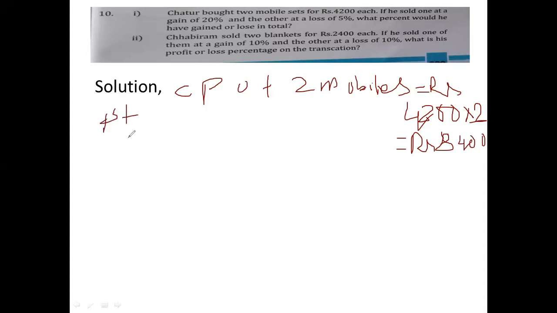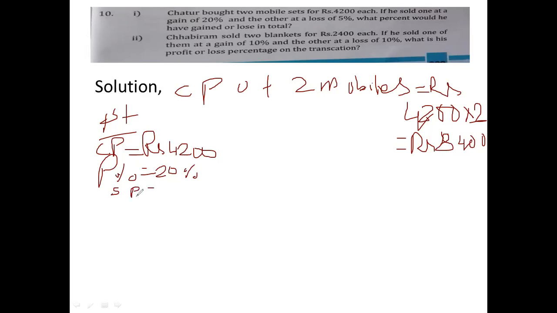For the first mobile, what is CP? 4,200. Good. And what is the profit percentage? 20%. Yes, profit percent is 20%. What is missing there? SP. How to find SP here now?